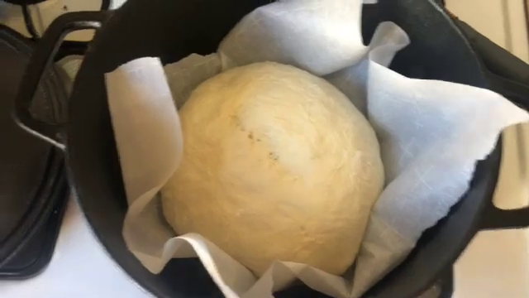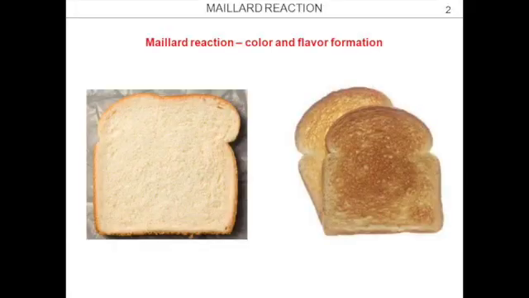Lastly, it is time to bake. Baking gives the dough a brown color, which is from a chemical reaction. When the dough is under a high temperature, such as 400 degrees Fahrenheit, a chemical reaction occurs on the surface between amino acids and sugar. This is called the Maillard reaction.